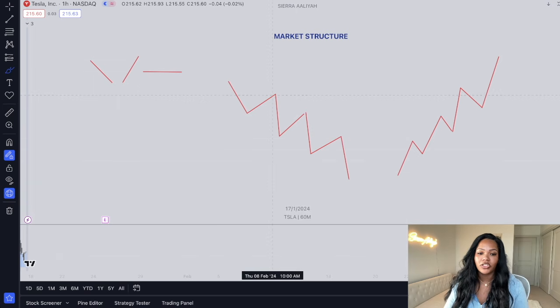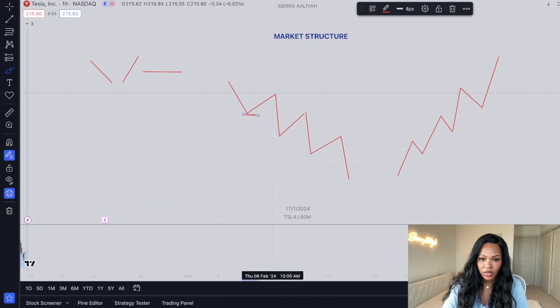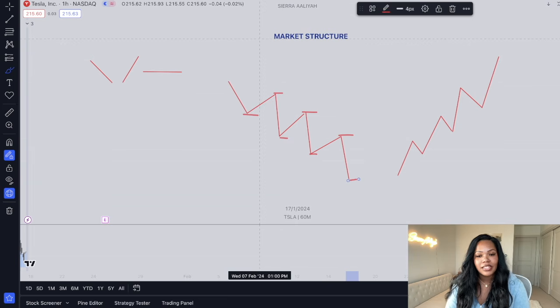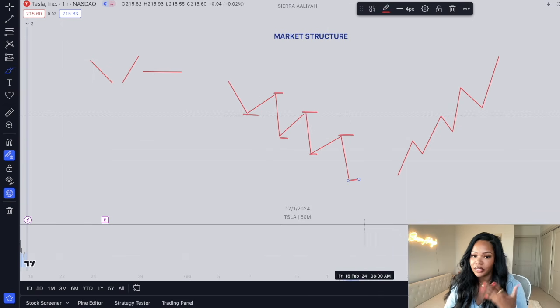When we look at market structure in a downtrend, it's comprised of lows and highs. Here we have a lower low, a lower high, lower low, lower high, lower low, lower high, and a lower low. If you see people mark up their charts, it may be like LL, LH, or HH, HL. That's because they're identifying the lows and the highs within a trend.